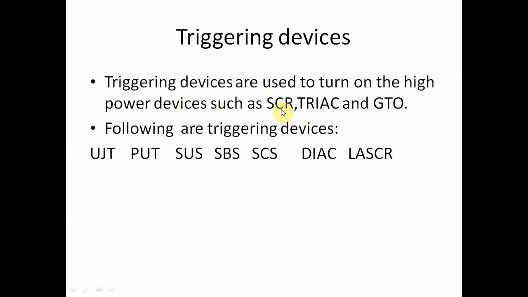In lecture number first we already studied the SCR. In lecture number third we studied TRIAC, and in lecture number fourth we studied GTO. Now these are some of the triggering devices: UJT, PUT, SUS, SBS, SCS, DIAC and LASR. These triggering devices are used to turn on the SCR, TRIAC and DIAC.